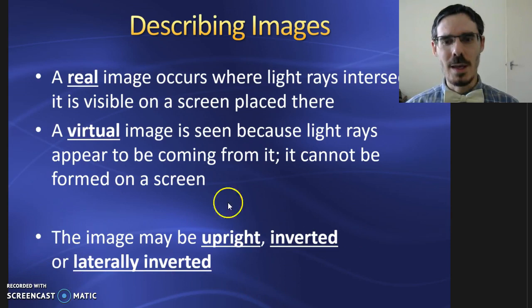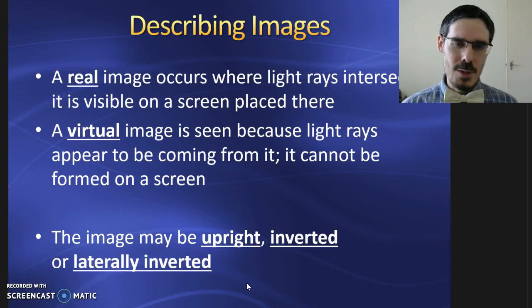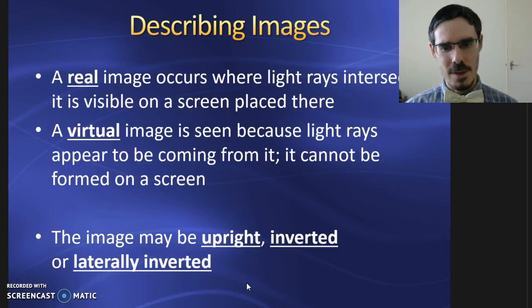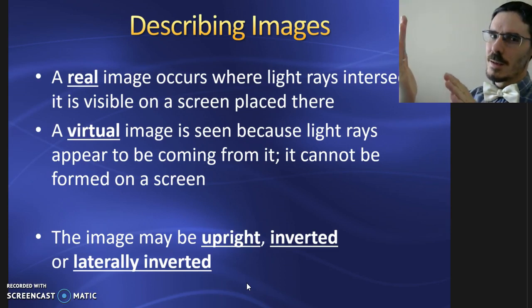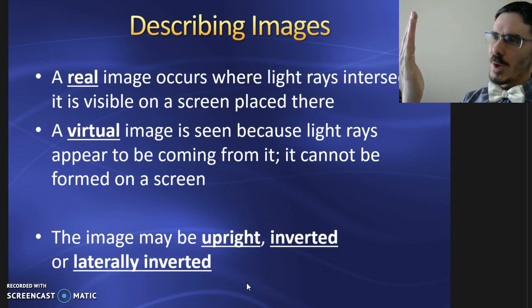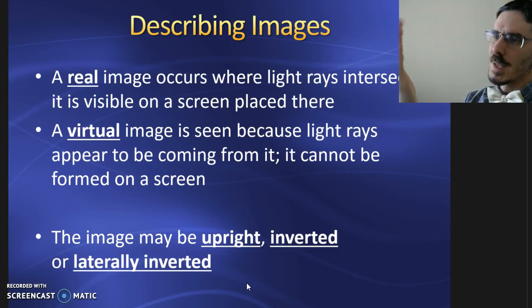An image might also be upright, inverted, or laterally inverted. Now, the first two you probably understand. Upright is the right way up, inverted is upside down. There's also laterally inverted. If you look in a mirror and you wave your right hand, the person in the mirror waves their left hand back at you. That's lateral inversion. What you are doing on one side is done by the person in the mirror on the opposite side. That's lateral inversion.